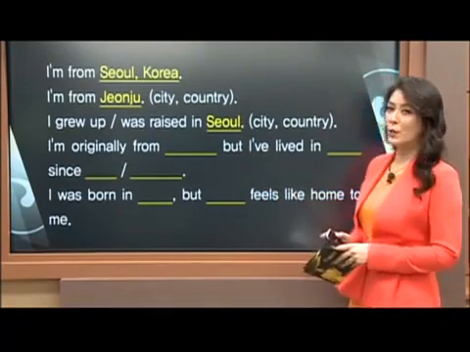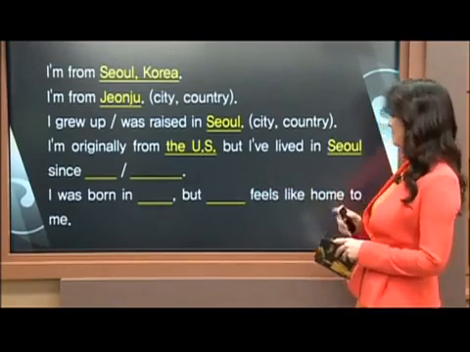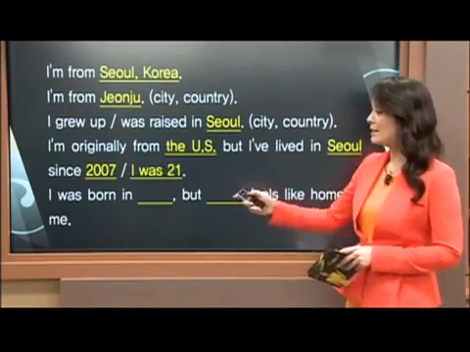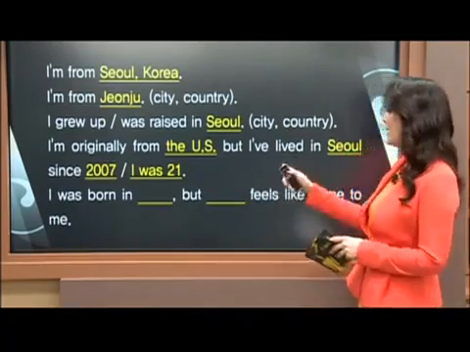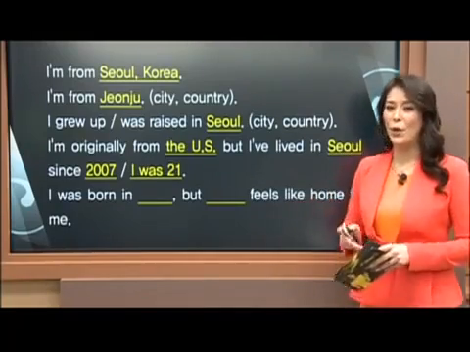And what about this one? I'm originally from the US, but I've lived in Seoul 언제부터요? Since 2007 or since I was 21. So you can mention where you were born, meaning I'm originally from the US, but I've lived in Seoul for a long time. 언제부터요? Since 2007 or since a certain age.